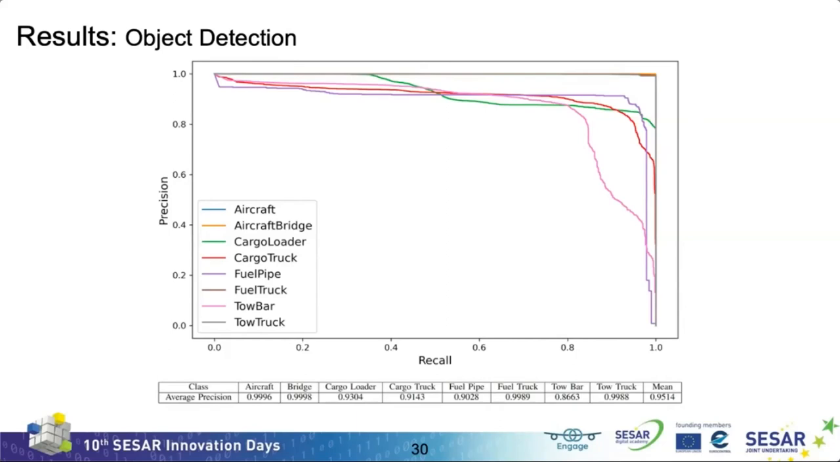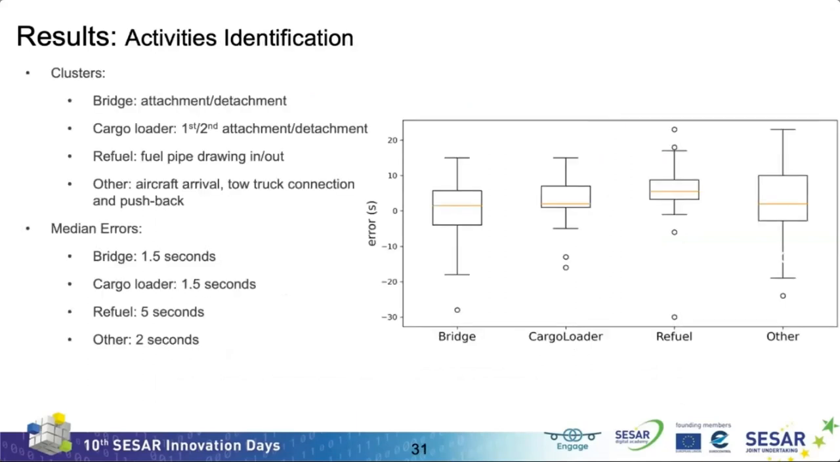overlapping. Due to their small size and heavy overlapping by larger objects, the fuel pipe and tow bar have the lowest detection precision. We divide 9 activities into 4 groups: bridge, cargo loader, refueling, and others. The figure shows the error between detected and ground truth activities represented as a box plot. The errors are calculated by subtracting the predicted activity times from the ground truth.